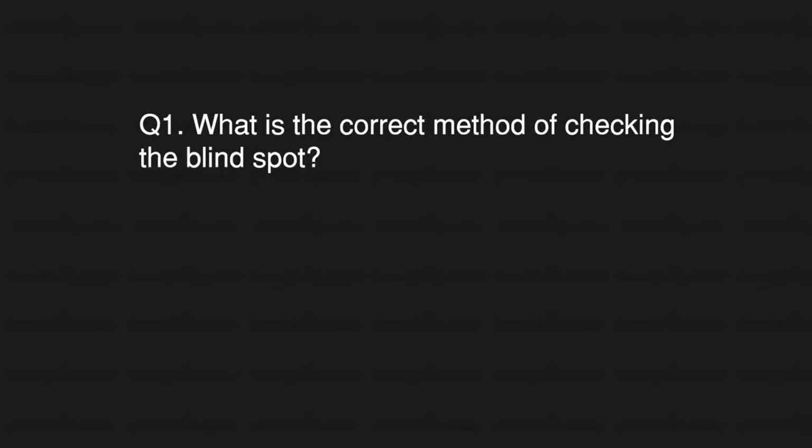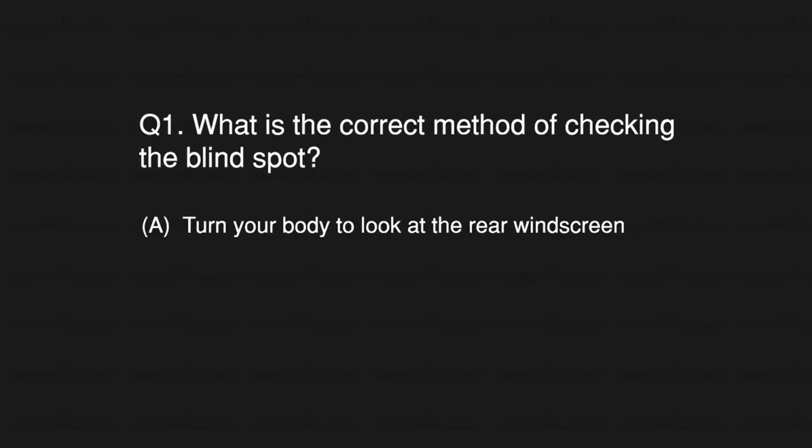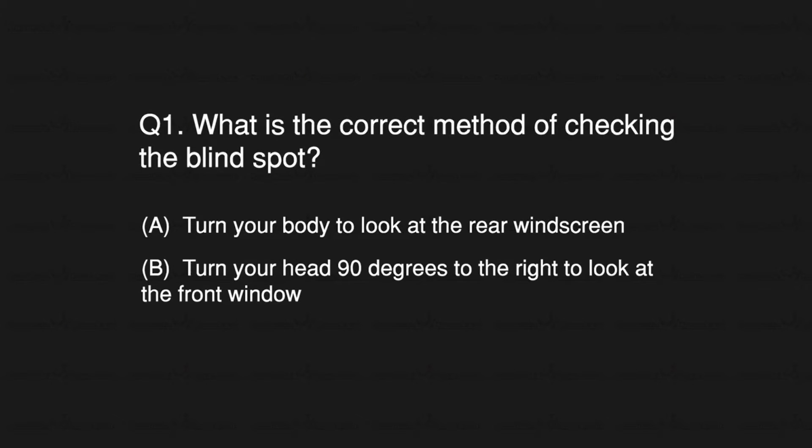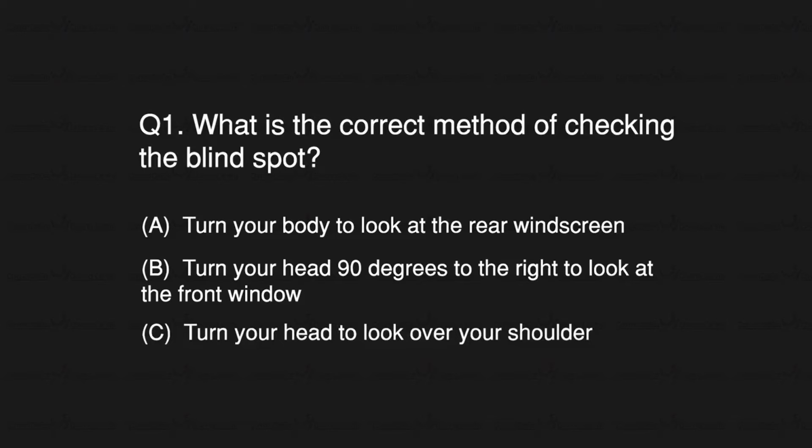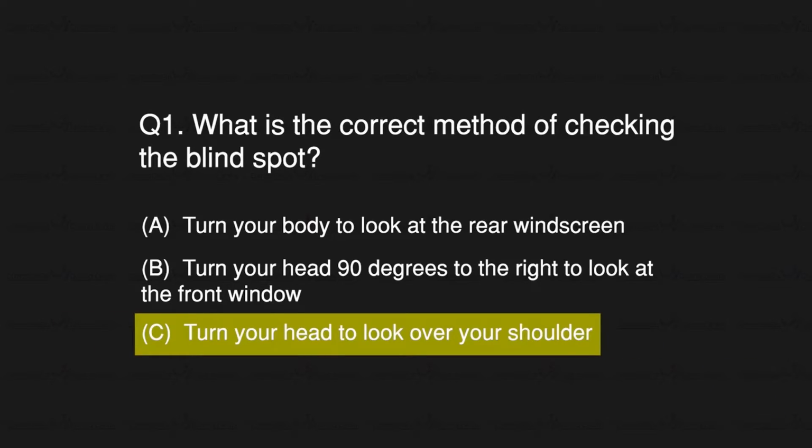1. What is the correct method of checking the blind spot? A. Turn your body to look at the rear windscreen. B. Turn your head 90 degrees to the right to look at the front window. C. Turn your head to look over your shoulder.